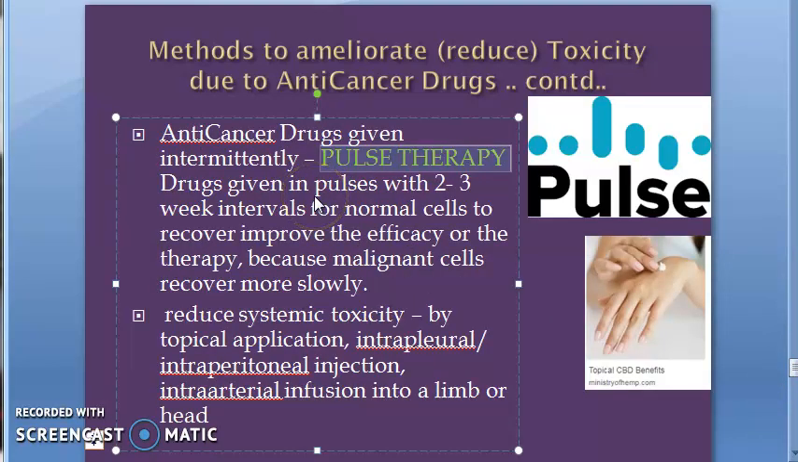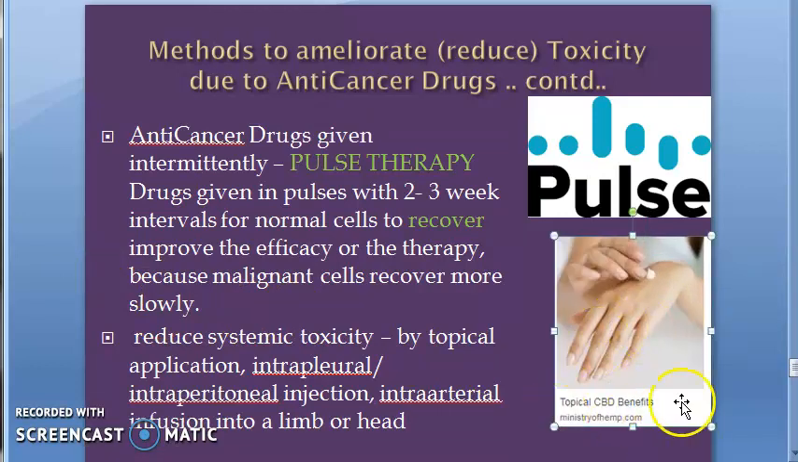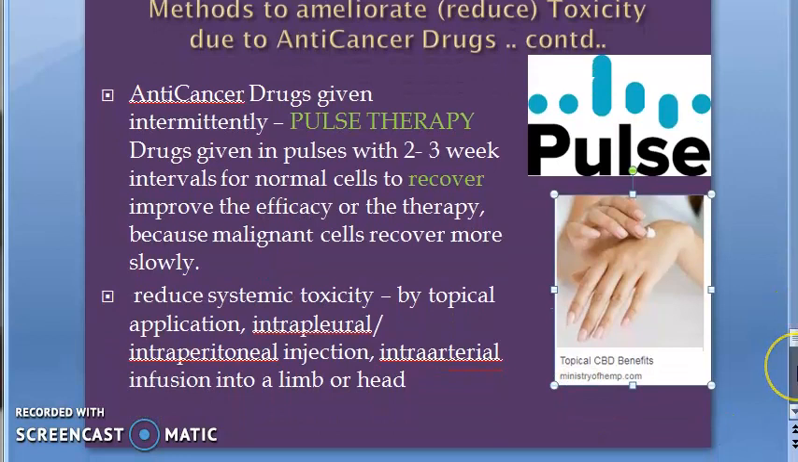Usually, if any cancer patient is there, you would have heard they are going every 2 to 3 weeks for treatment, right? That's pulse therapy. Why are they doing that? They are giving anti-cancer drugs intermittently so that you give recovery time for normal cells to recover. Then, instead of giving everything systemically, you can give them topically or intrapleural, intraperitoneal, intraarterial, a targeted kind of treatment. That will also help reduce the toxicity of anti-cancer drugs.